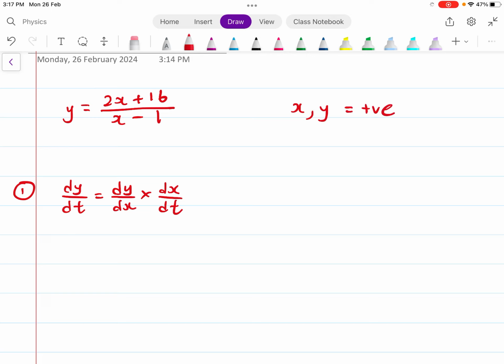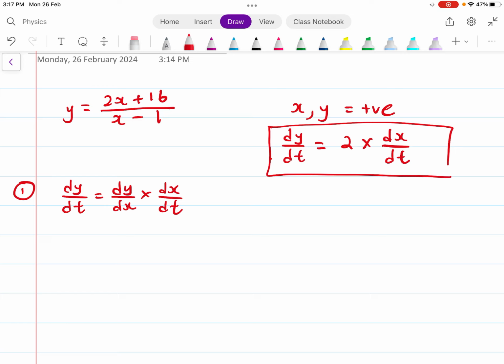So find the value of y such that the rate of increase of y, meaning dy/dt, is equal to twice the rate of decrease of x. So it's 2 times the rate of decrease of x, so dx/dt. The very first step is to write this down: dy/dt is equal to 2 times dx/dt.